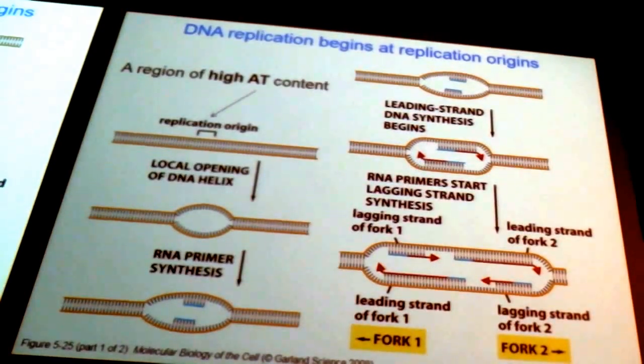But what's happening is if you start somewhere in the middle of DNA, you typically have two replication forks going on both sides. Therefore, you have two leading strands and two lagging strands. So step one is the formation of two leading strands, and then you have two lagging strands forming two different replication forks going in both directions.